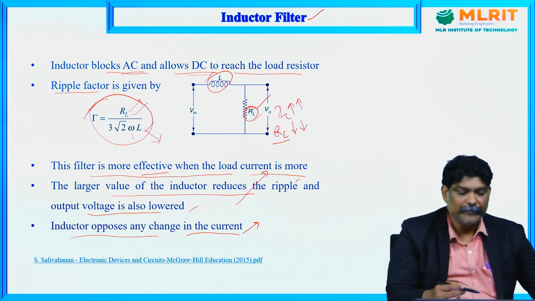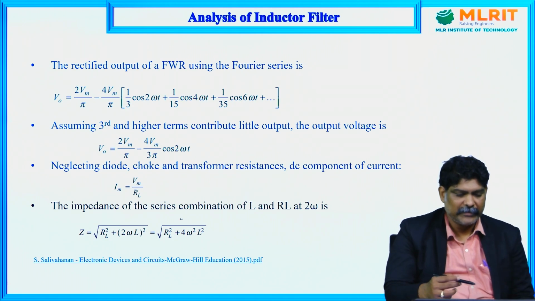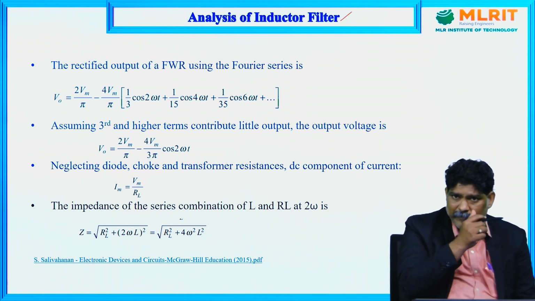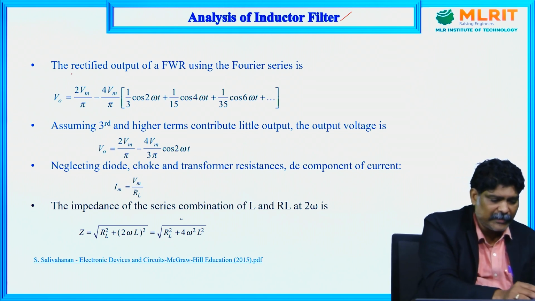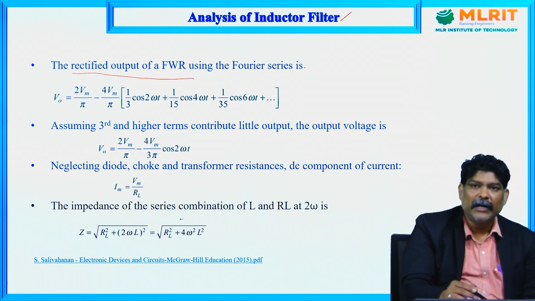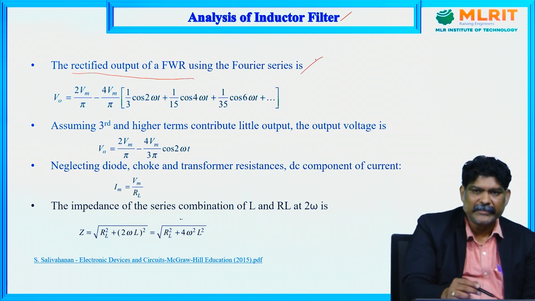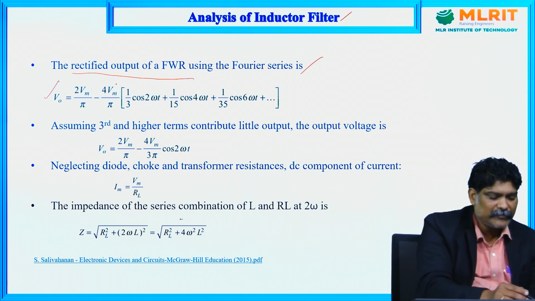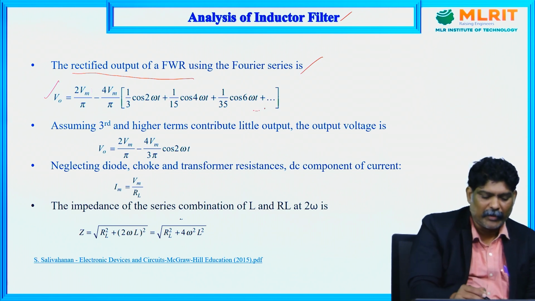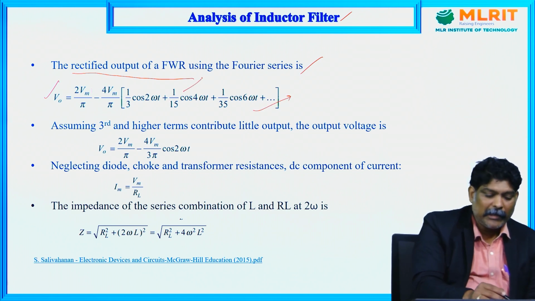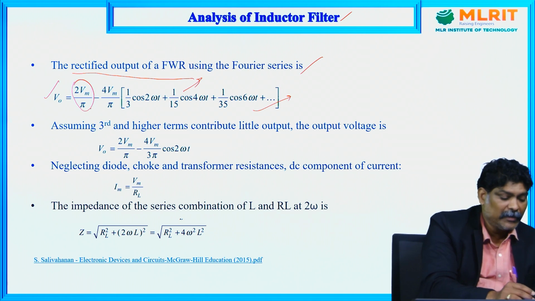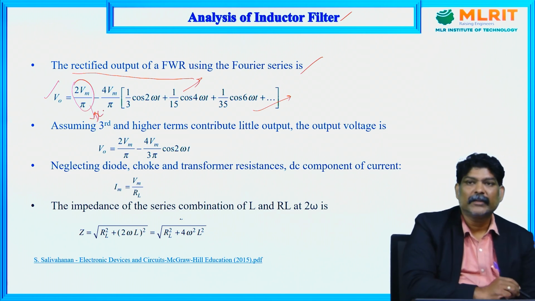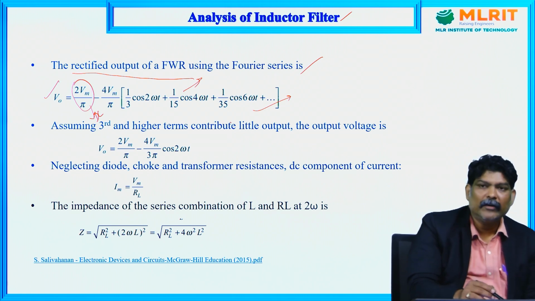Let us see how to analyze the inductor filter for a full wave rectified output. I consider the full wave rectified output, and the expression can be written using a Fourier series. The output voltage is given by 2 Vm by pi minus 4 Vm by 3 pi cos 2 omega t, and so on. If you observe this expression, 2 Vm by pi is the DC component, the DC value, and the remaining terms are AC components.